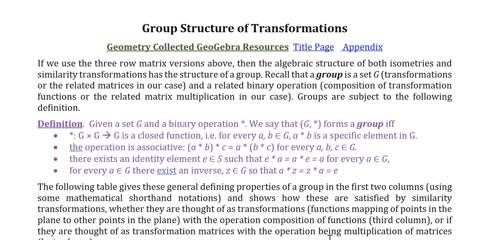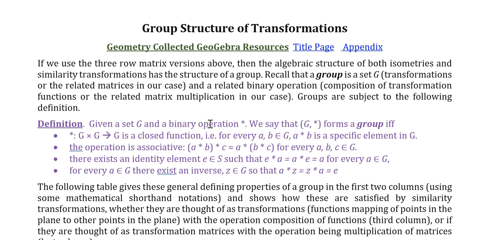Recall that a group is a set G, in our case, transformations or the related matrices, and a related binary operation, in our case composition of transformations, functions, or the related matrix multiplication. And the groups are subject to the following definitions. So here's the basic definition of a group.